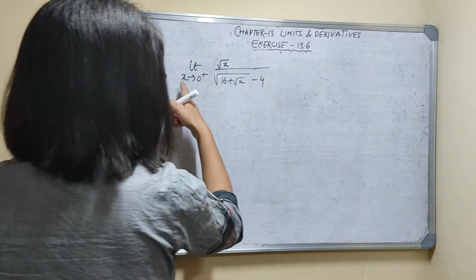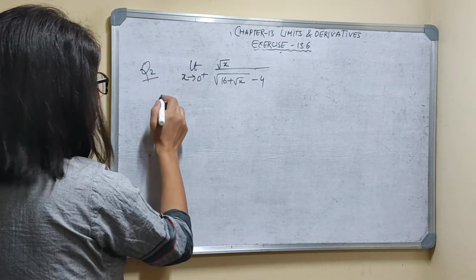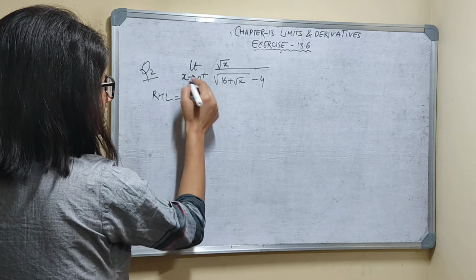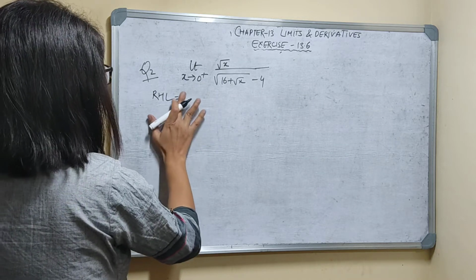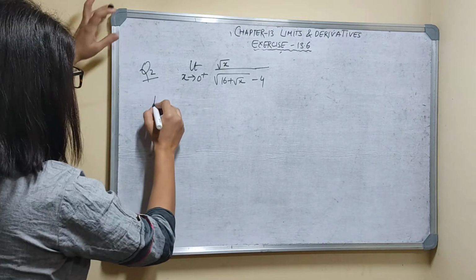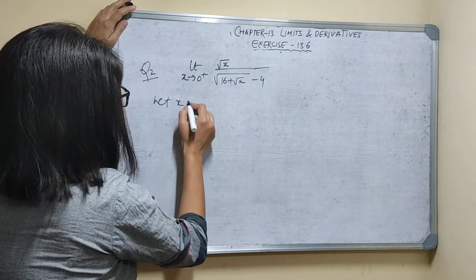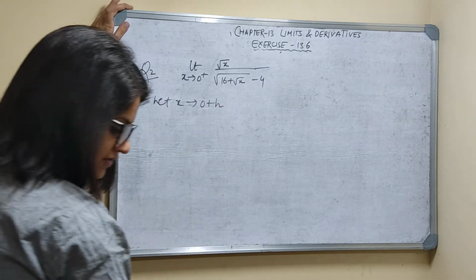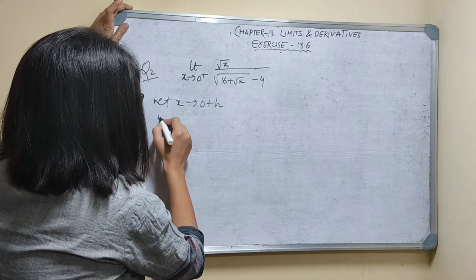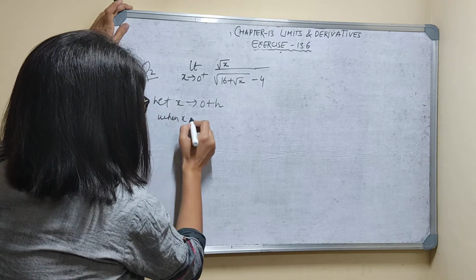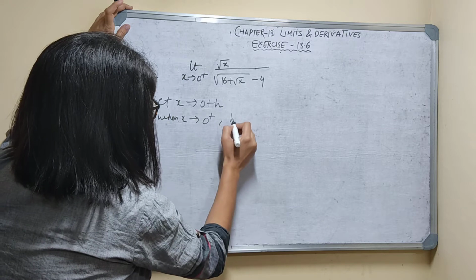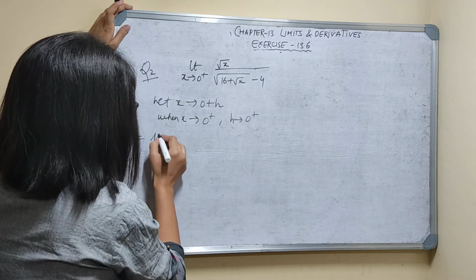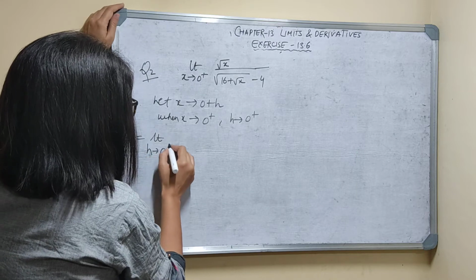First I am finding the limit as x tends to 0 plus, that is the right hand limit. So directly I can write, let x tend to 0 plus h. So when x tends to 0 plus, I can say h tends to 0 plus. So I can change the limit: limit h tends to 0 plus.